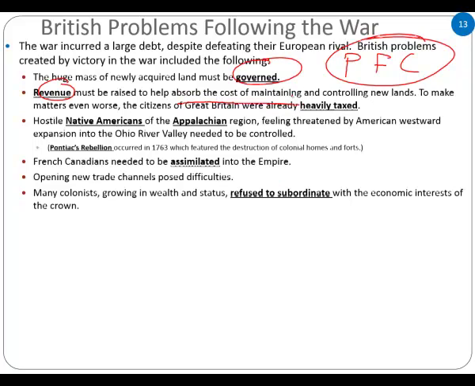Revenue must be raised to absorb the cost of maintaining everything. Where does the government get its money? Trade. Trade, but typically speaking, the bulk of the government's funds are generated from what? Now, taxing the citizens.